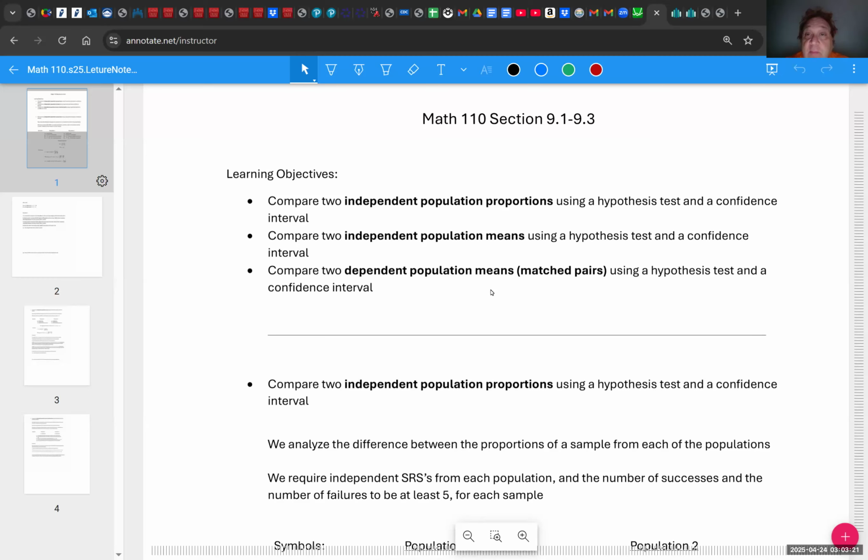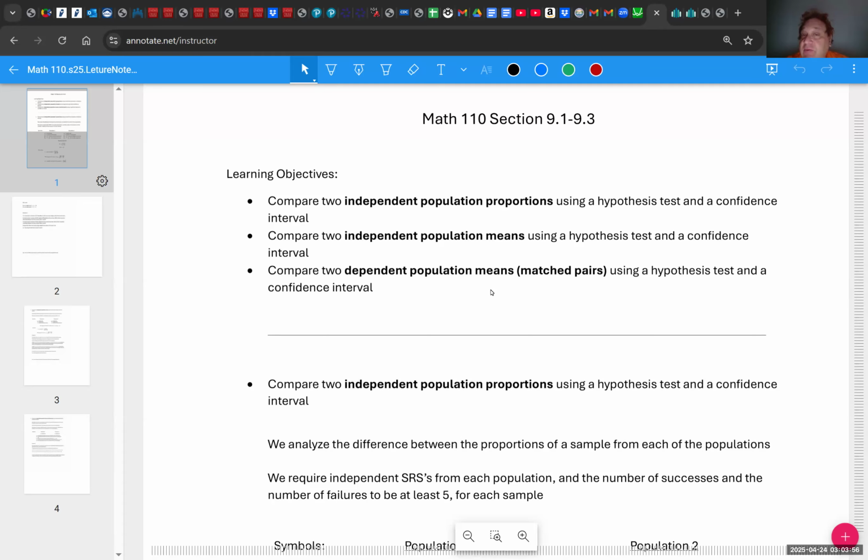Hi there. This video is on Chapter 9, Sections 9.1 through 9.3. And just to recap a little bit, previously we have been looking at a sample to try to say something about a population. For example, we want to find the average height of 10-year-old girls. It's almost impossible to find every 10-year-old girl and measure their height. So we take a sample of 10-year-old girls and we find the average height of that sample. And we use that to estimate the average height of the population of all 10-year-old girls.